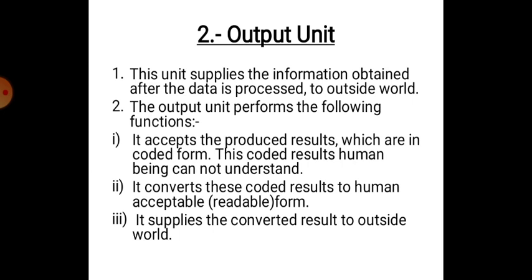It converts these coded results to a human acceptable, readable, understandable form. It supplies the converted results to the outside world. Students, the computer gives output. Now this output is in coded form or in computer language which a human being cannot understand. So this is converted into human understandable form by the output unit, and it supplies this to the outside world so that human beings can understand the output.